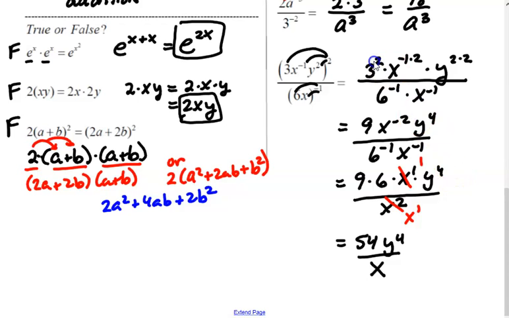Now I took the time to do every step really deliberately and carefully so you could see all my steps. You could probably go from this step directly to this just by remembering how to multiply the exponents. So there is our exponent review.